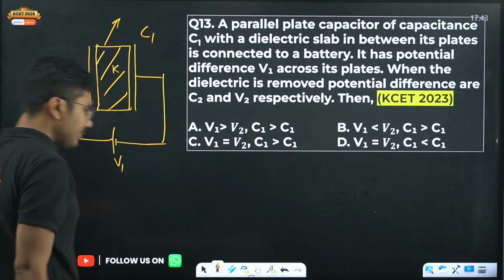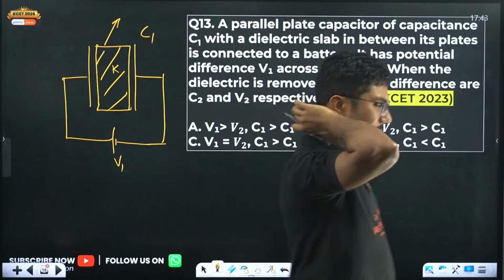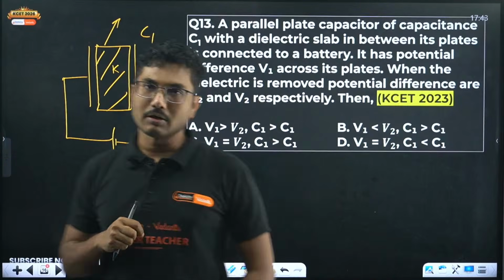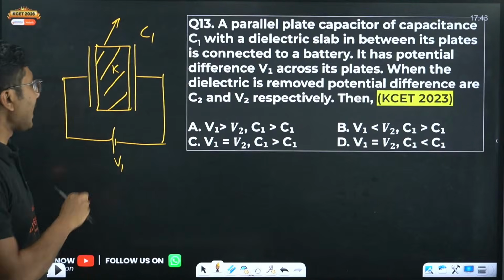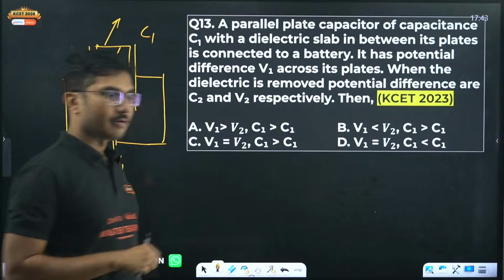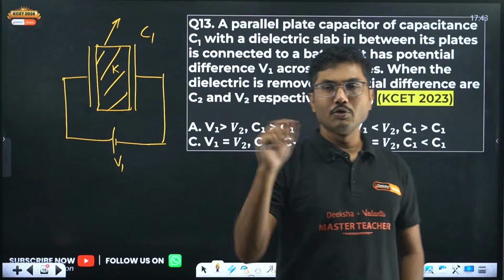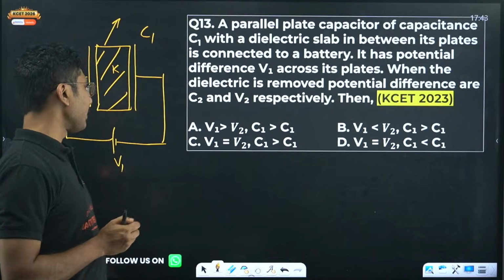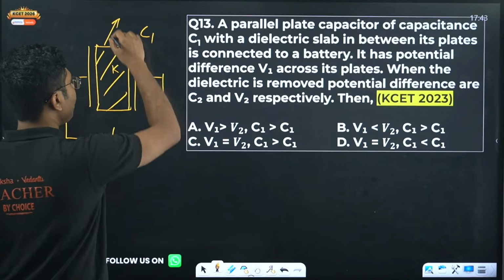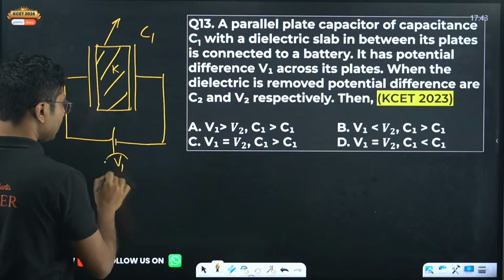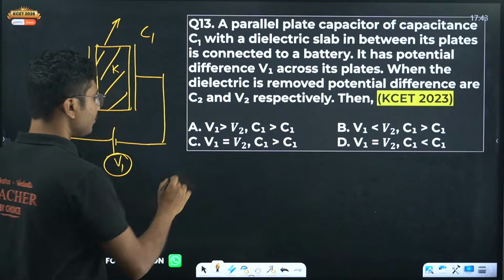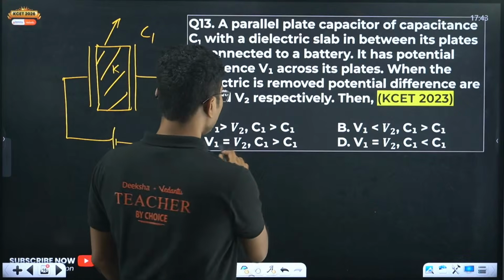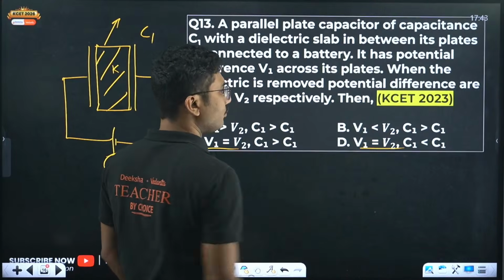You have removed the dielectric. Again, it is not mentioned whether the battery is disconnected or not, so we can assume that the battery is still connected. The only thing you have done is remove the dielectric slab, so the potential difference should remain the same. Because the source potential is the same, V1 must equal V2.